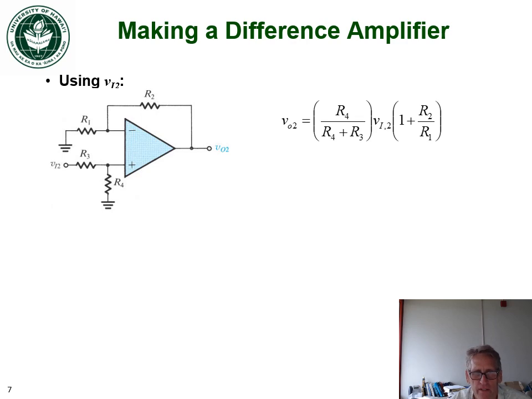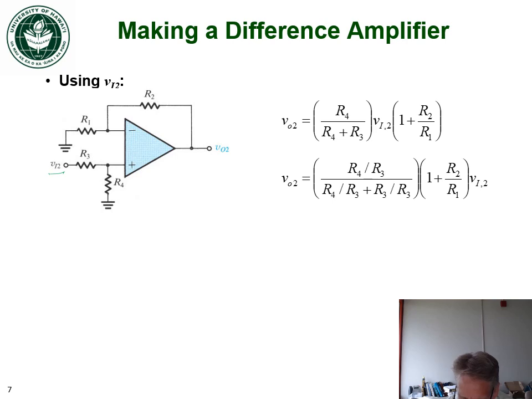All right, so here's our difference amplifier. We're going to try to confirm now that this actually works. So the first thing we'll do is take the input from VI2, and this is just straight from the previous slide. VO2 is R4 over R3 times VI2 plus 1 plus R2 over R1. We can manipulate this a little bit and multiply by 1 over R3, so we're dividing all these by R3. And we get the second equation there.